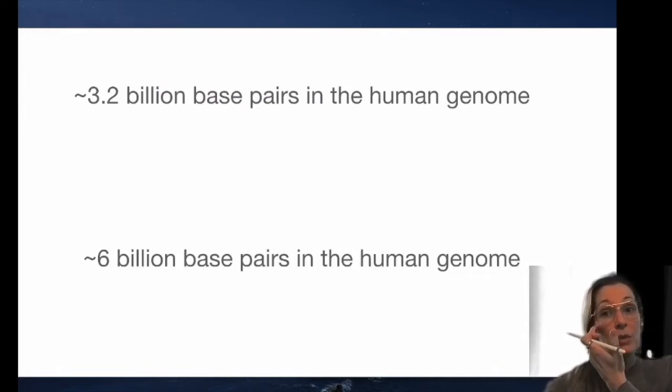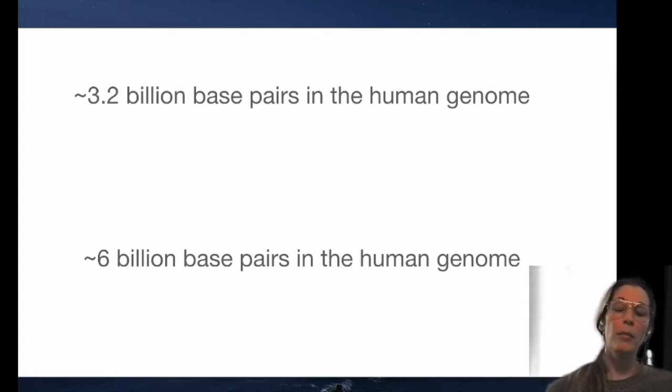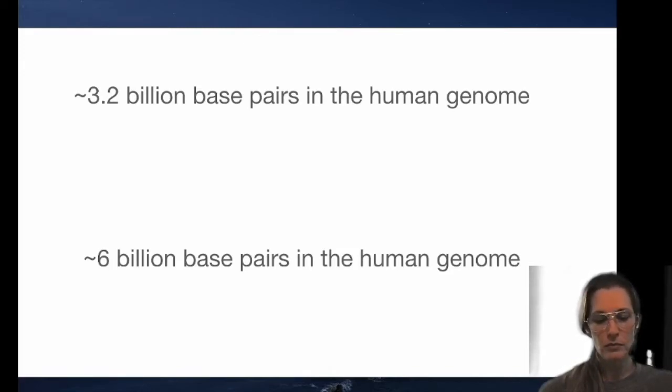So here are two statements. There are 3.2 billion base pairs in the human genome. There are about, and the little squiggly means about, 6 billion base pairs in the human genome. Both of these statements are true. The thing that we need to specify is which genome we are talking about. So about 3.2 billion base pairs in the human haploid genome.